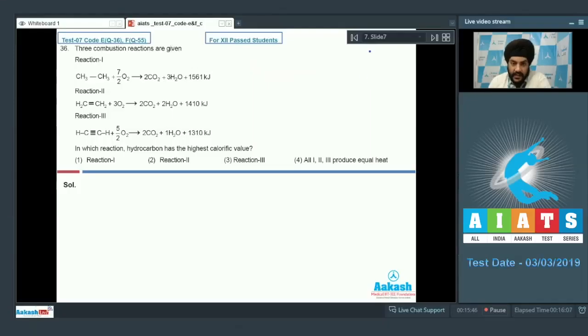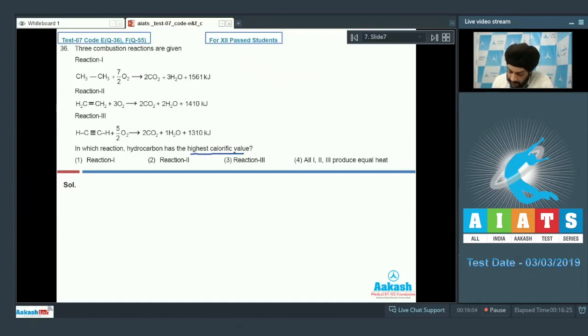Question number 36. The three combustion reactions are given. So we have been given three reactions in which the hydrocarbons are subjected to combustion and the energy liberated is also given to us. So the examiner is interested in which reaction the hydrocarbon has the highest calorific value.